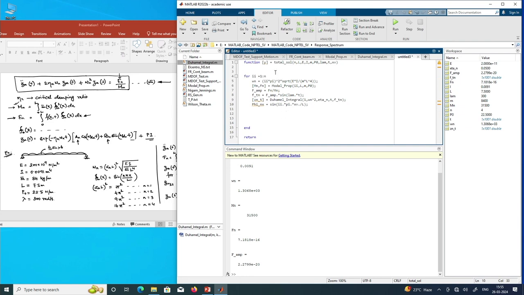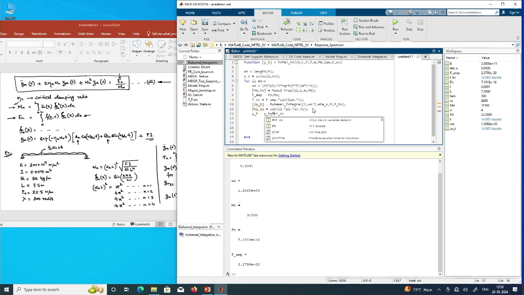So, we initiate the total solution. For that, find out the number of time points, and then let me define y of t is equal to zeros of 1, nt. So, this is y of t. Now, y of t is equal to y of t plus phi n x star z n t. Then for every mode it will find out this response and then finally we will get y of t.